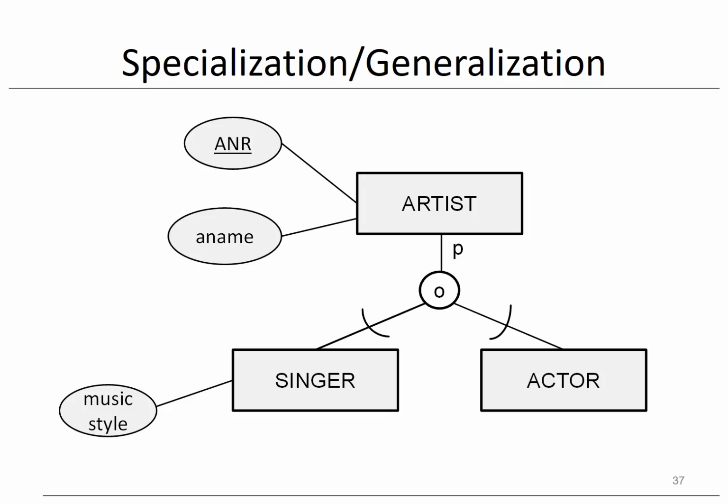Here you can see an example of a partial specialization with overlap. The specialization is partial since not all artists are singers or actors. Think about painters, for example, which are not included in our EER model. The specialization is overlap since some artists can be both singers and actors.